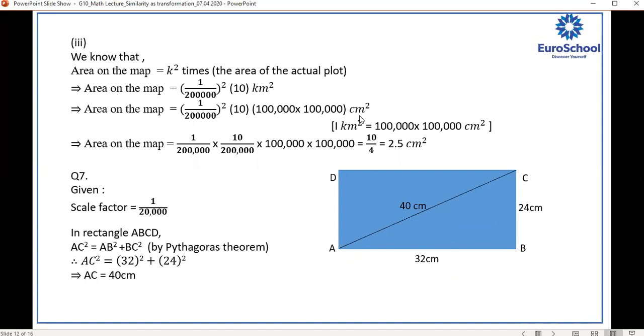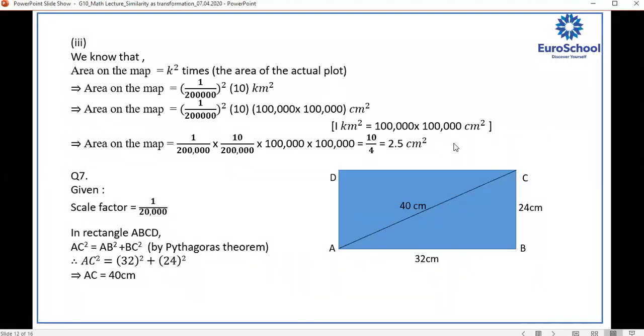Look at this conversion. Now, 1 kilometer is equal to how many meters? Vishwam, 1 kilometer is equal to how many meters? 1000. 1 kilometer square is equal to how many meters square? 1000 into 1000, right? And 1 meter is equal to how many centimeters? 100. So 1 meter square is equal to 100 into 100 centimeter square. So 1 kilometer square is equal to 10 to the power 10 centimeter square.